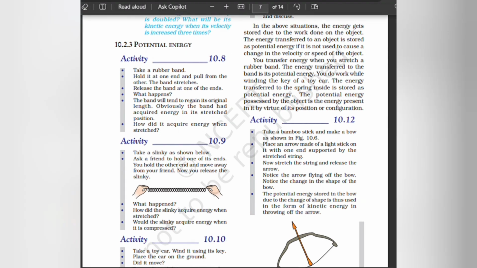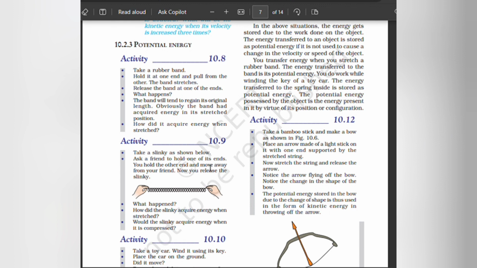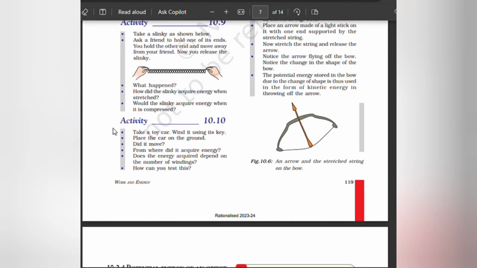Take a slinky as shown below. Ask a friend to hold one of its ends. You hold the other end and move away from your friend. Now you release the slinky. Take a toy car, wind it using its key. Place the car on the ground. Did it move? From where did it acquire energy? Does the energy acquired depend upon the number of windings? How can you test this?